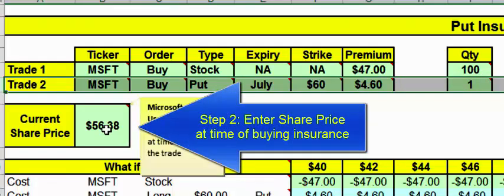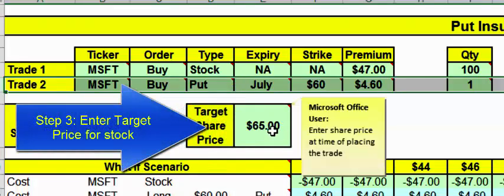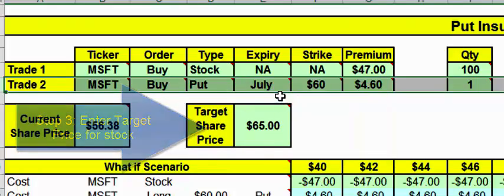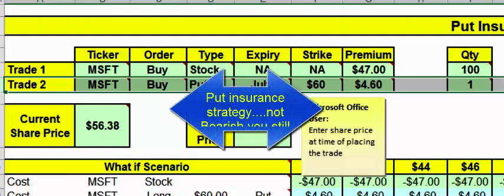So at the time when we placed the second trade, the share price was $56.38, and our target price for the stock to the upside is $65. So you'll note that even though we bought a put option here, we still have an upside bias on the stock position. We want the share price to rise. The put option is simply to insure us against any downside falls in the share prices.